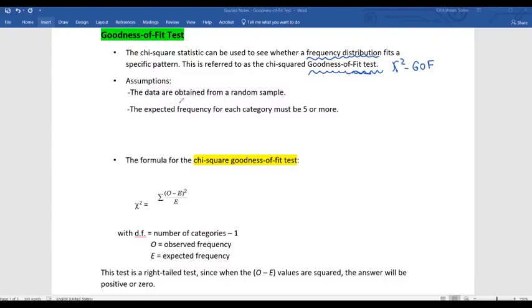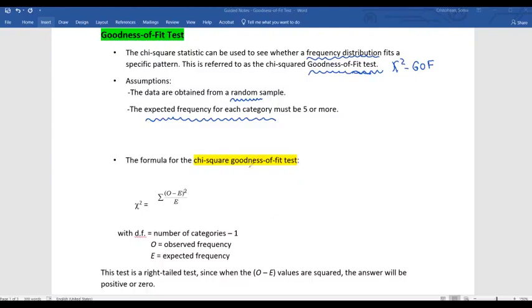Assumptions. The data are obtained from a random sample, and you've seen up to now that randomization is very important. And then we have something new here. The expected frequency for each category must be 5 or more. So we are dealing with categories, and we'll be looking at frequency of values in that specific category. All of those should be greater than or equal to 5.